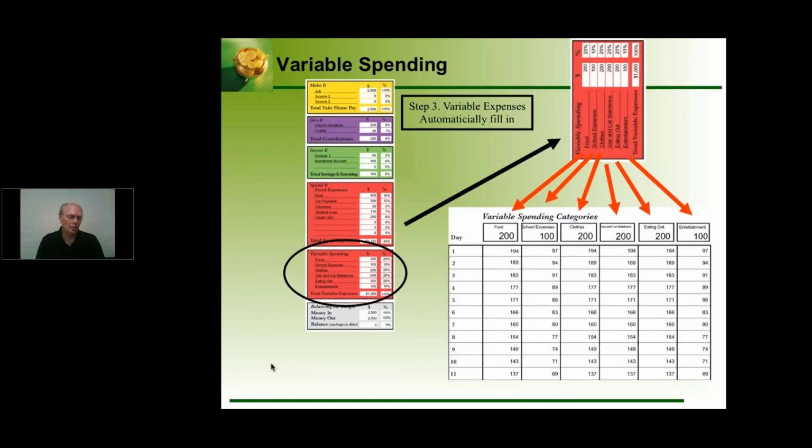Now, for the most part, after that's been said, the next piece is step number 3, which is to fill out your variable expenses.